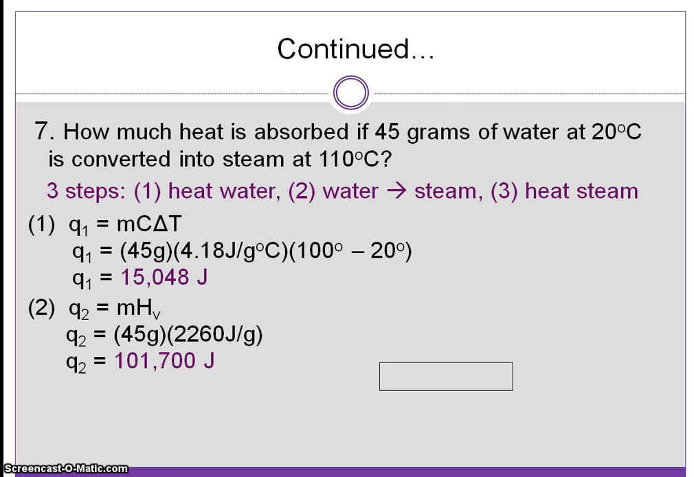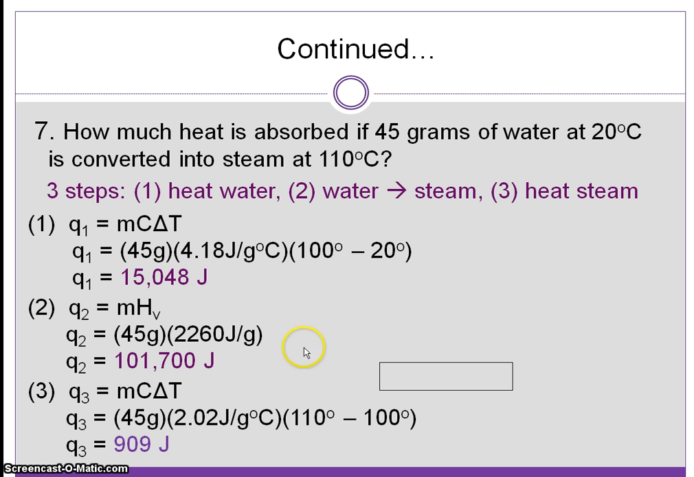Then for that last step, we're just heating the steam, so we can get back to the MC delta T equation. You have a different specific heat now because it's a gas, so be careful that you choose the right specific heat. And be really careful with your temperatures. For this last segment, we're starting at 100 because that's where we boiled it, and we're going up to 110. So your temperature change here is 110, that's your final, minus 100, because that's initially where you started just for this segment.